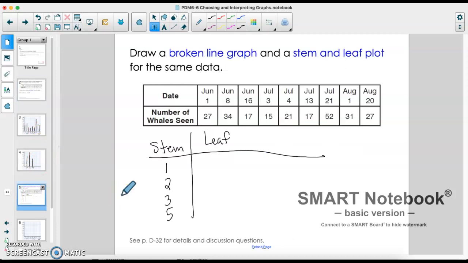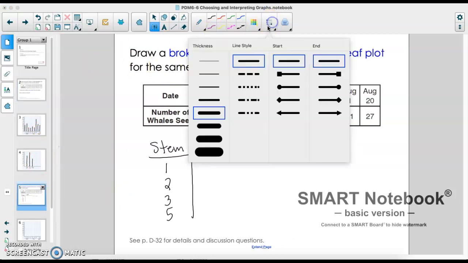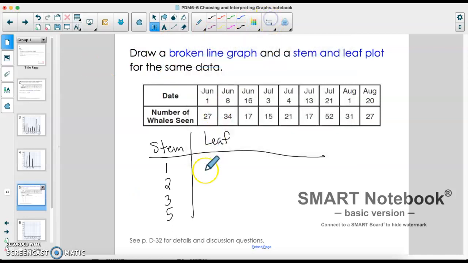What they'd like us to do, and I'll switch back to my very thin line, is draw a broken line graph and then a stem and leaf plot. So I thought I'd do a stem and leaf plot because we haven't really done one for a while. Remember that when we do stem and leaf plots, we split out the ones value from all the rest of the numbers.